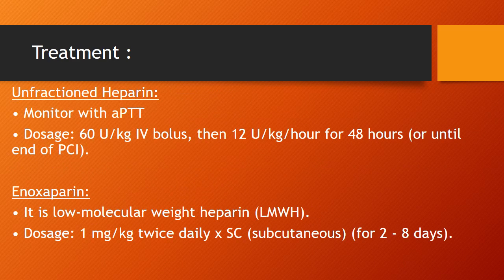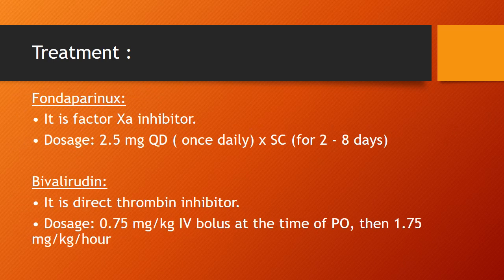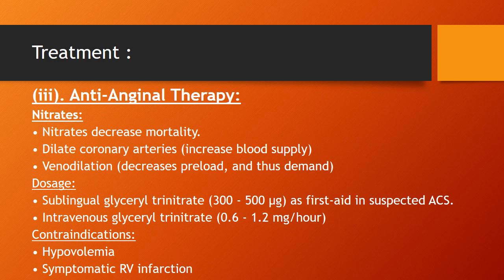Treatment with unfractionated heparin requires monitoring with APTT, and it should be kept between 1.5 to 2 times control. Dosage includes a 60 units/kg IV bolus, followed by 12 units per kg per hour for 48 hours or until the end of PCI. Enoxaparin is a low molecular weight heparin, and its dose is 1 mg per kg twice daily subcutaneously for 2 to 8 days. Fondaparinux is a factor Xa inhibitor with the best safety and efficacy profile, and bivalirudin is a direct thrombin inhibitor.